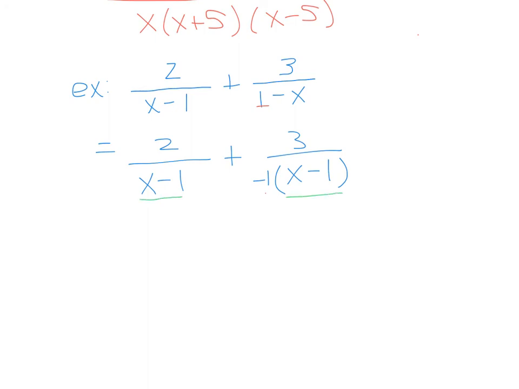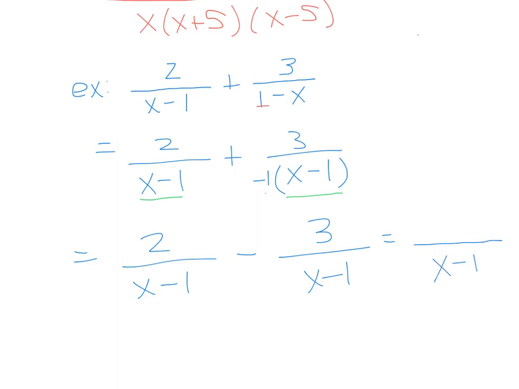Now remember, we can take that negative that is in the denominator and we can move that so that it's just in front of the whole thing and rewrite this as 2 over x minus 1 minus 3 over x minus 1. Okay, so we automatically, by factoring out that negative 1, get the common denominator. So common denominator is x minus 1, and we do that subtraction, 2 minus 3, we get negative 1.